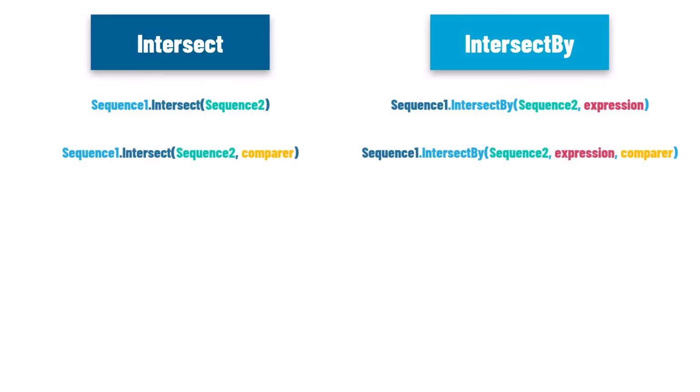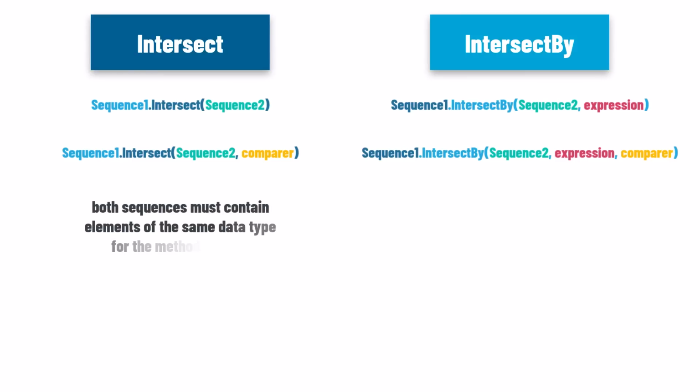It's crucial to note that with Intersect, both sequences must contain elements of the same data type for the method to work. Meanwhile, IntersectBy is more flexible because the types of the two sequences can differ, as long as the key selected for comparison is of the same type. In practice, these methods offer powerful ways to find intersections in collections, whether we are dealing with simple data types, structured data like data tables, or even more complex structures such as XML or JSON.